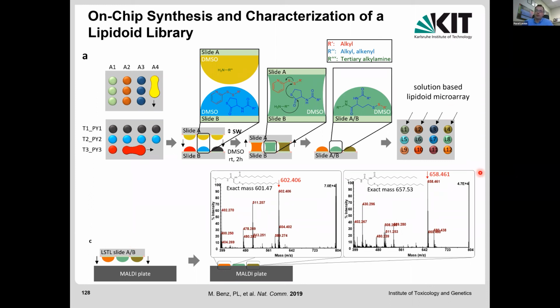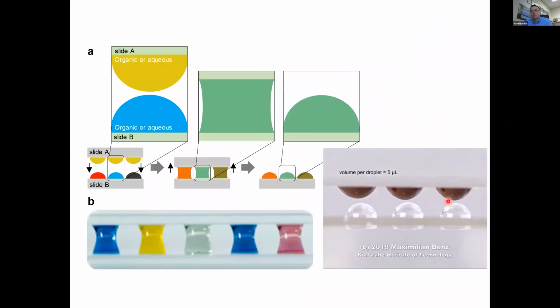In the next step, we take this library of synthesized lipids, and now I just want to show you an interesting proof of concept of parallel high throughput micro extraction using this droplet microarray. So you can also potentially do high throughput purification on the chip using this method. We are working on some other methods, but this is interesting because this extraction is extremely fast in these droplets because of the small volume.